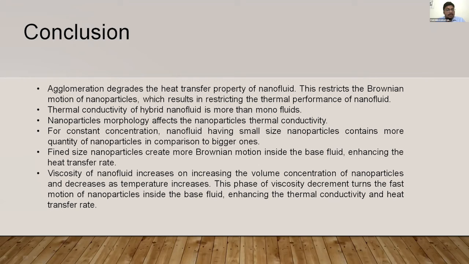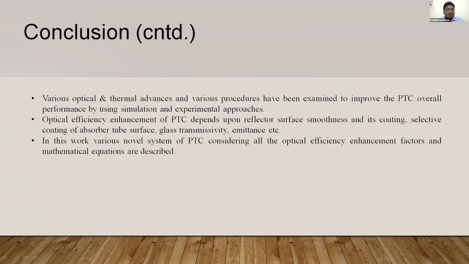Conclusions are about how we can increase thermal performance. The thermal conductivity of hybrid nanofluids is more than that of nanofluids. Nanoparticle morphology, meaning shape and size, also varies with thermal conductivity. Fine-size nanoparticles with more Brownian motion give more effective results because they enhance the heat transfer. Viscosity is also one of the parameters. Various optical and thermal performance studies have been done in this field. In this work, we used the PTC, parabolic trough collector, considering optical efficiency factors and mathematical factors.